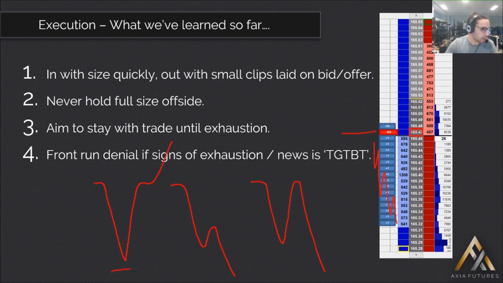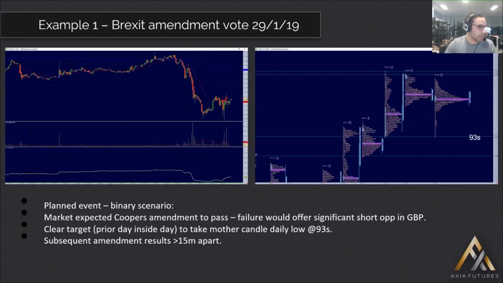So the first example that I'm going to look at happened on the evening of the 29th of January, and this is where the UK Parliament was voting on some amendments to what had been put forward for the Brexit process, and each of these amendments had been discussed throughout the day, and we had some clear definitive binary options of what was going to happen.